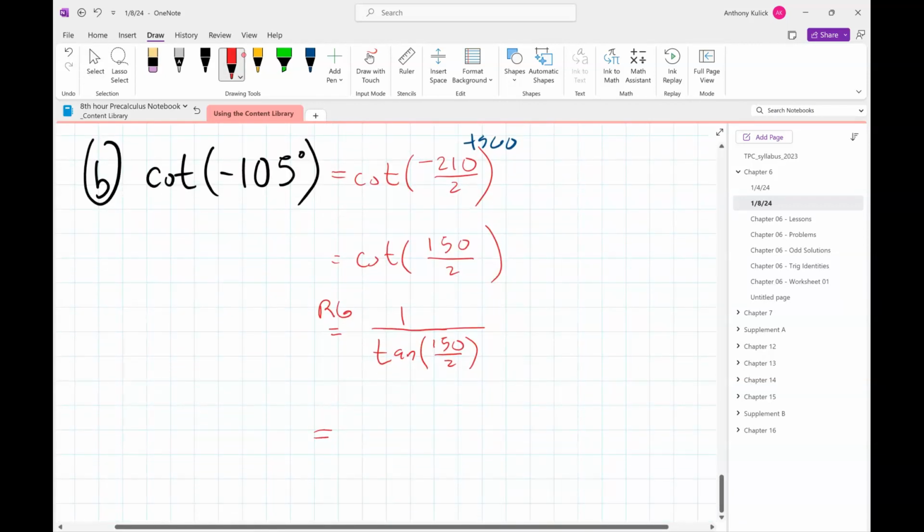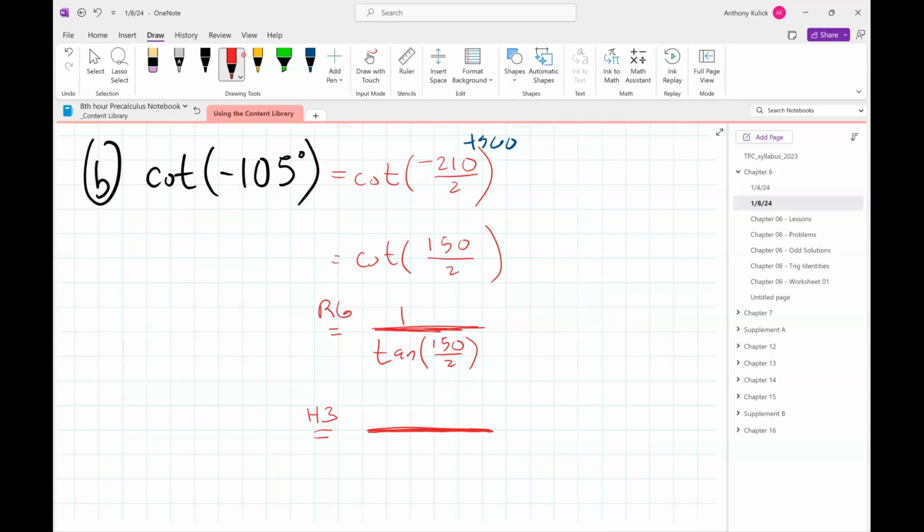And then I can use H3. Let me draw a little thicker that bar. The question becomes, if you look at H3, this is unusual. How many versions of H3 do we have? 3 versions. Woo! What does that mean, Mr. Kulik?